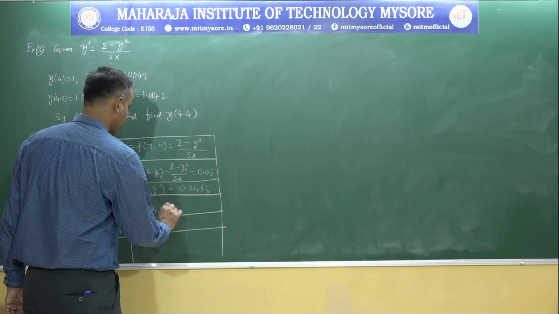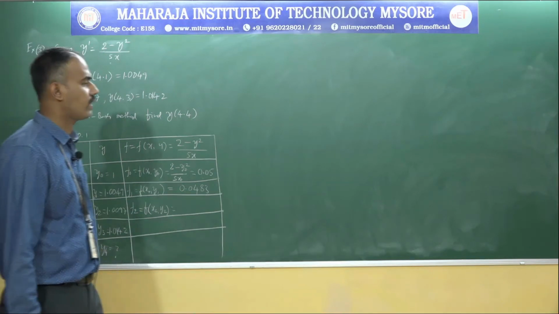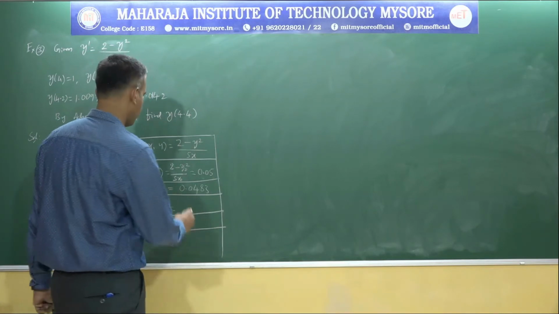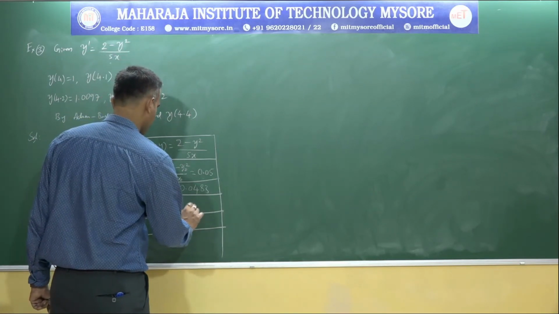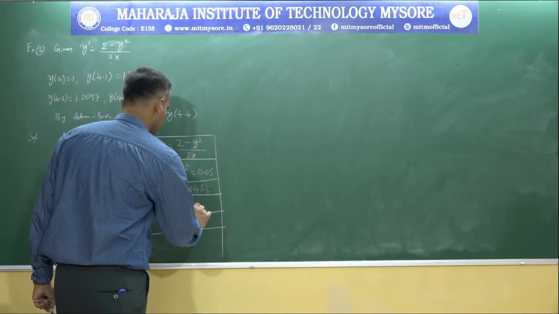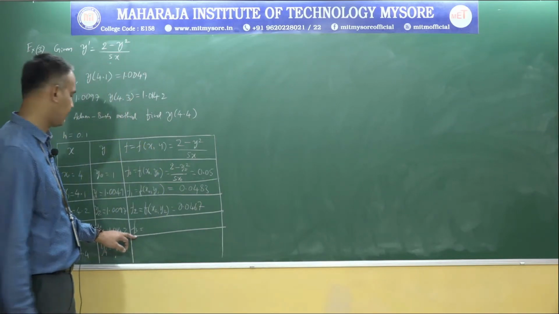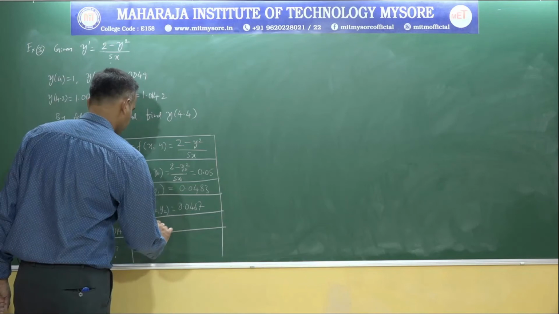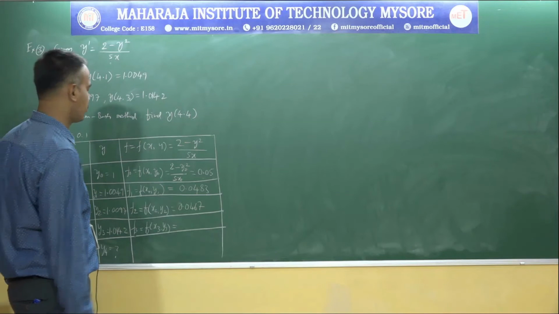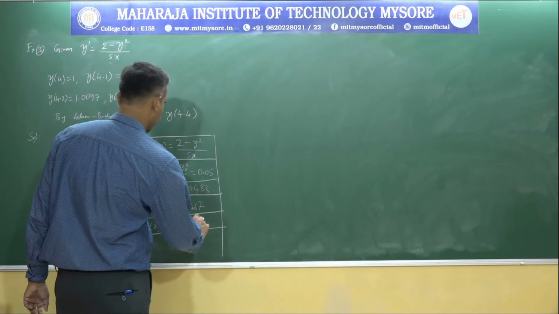Now f2, f of x2 comma y2, after simplifying, we get 0.0467. Now f3, f of x3 comma y3, which is 0.0452.